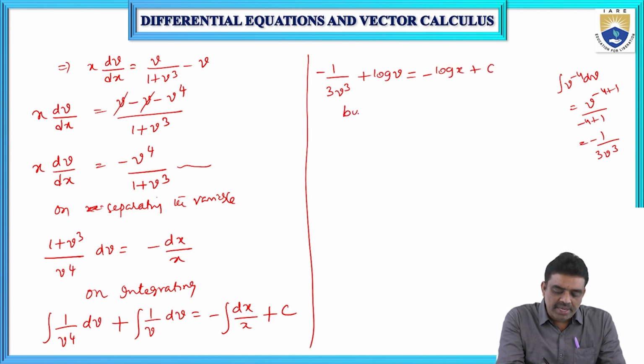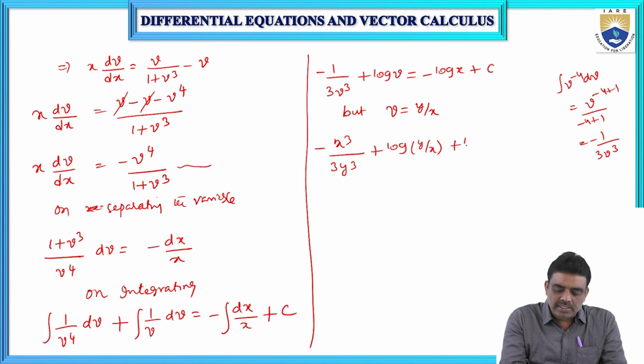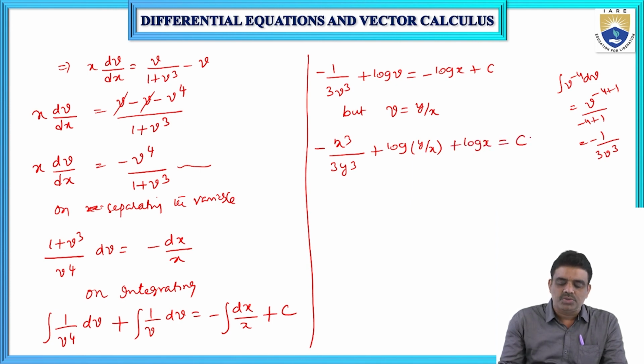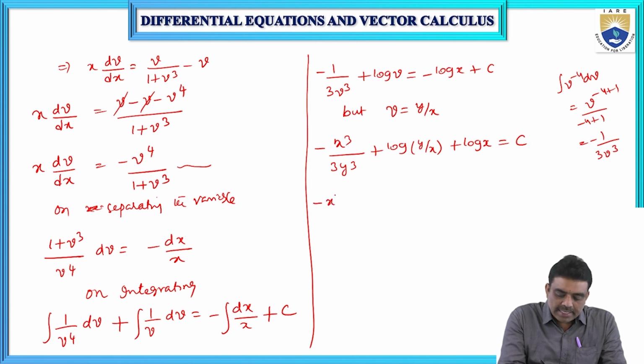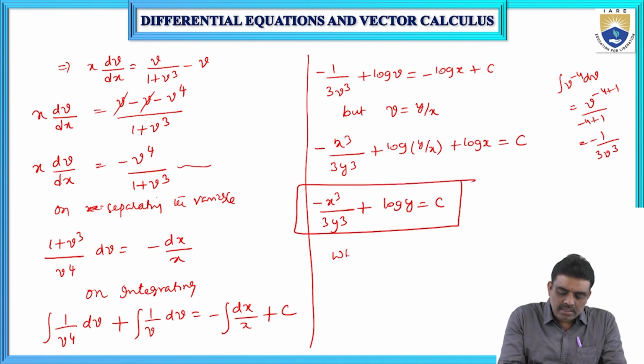But what is v? v is equal to y/x, or y = vx. So I'm substituting -x³/(3y³) + log(y/x). On writing -log x on the left hand side, plus log x is equal to c. Or this is -x³/(3y³) + log m - log n, log(m/n). So this is log y only, this is equal to c, which is the required solution.